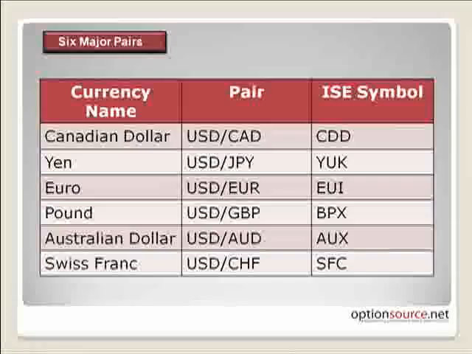The ISE offers 6 major currency pairs for you to choose from. You can trade the US dollar versus the Canadian dollar under the symbol CDD, US versus the yen under the symbol YUK, US versus the euro under the symbol EUI, US versus the pound under the symbol BPX, US versus the Aussie dollar under the symbol AUX, and the US versus the Swiss franc under the symbol SFC.